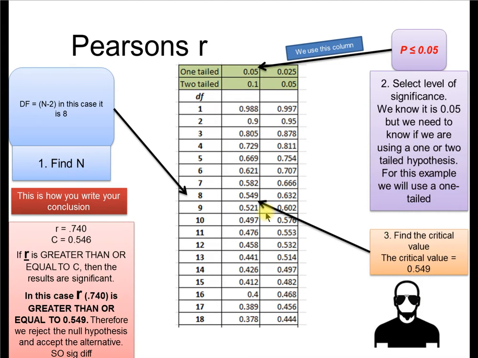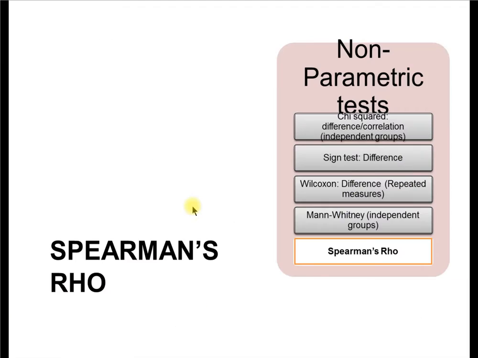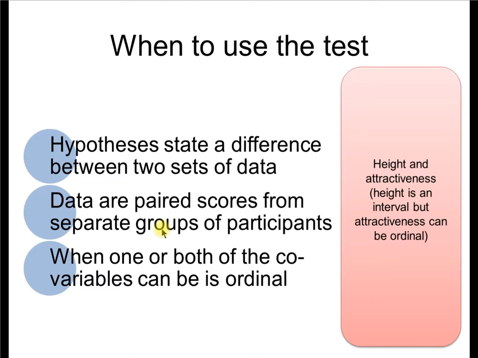Cool, Pearson's R. That one's tricky. That's pretty much the hardest one you'll look at next to the t-tests. Compared to it, the non-parametric Spearman's is a walk in the park. So let's have a go at Spearman's.